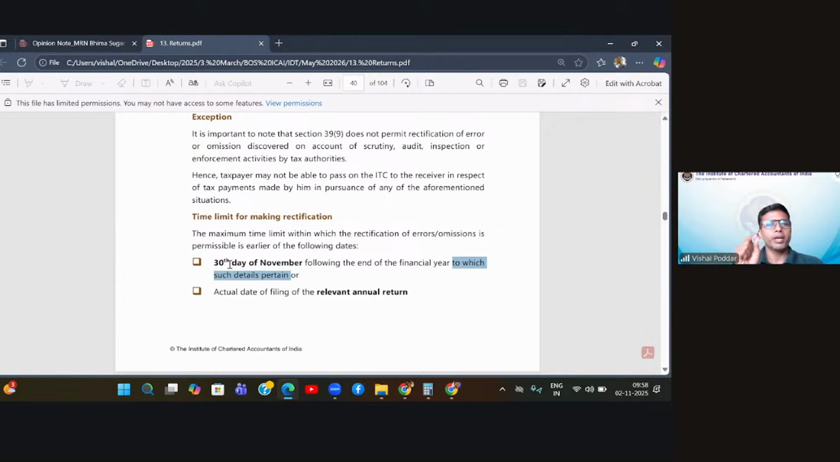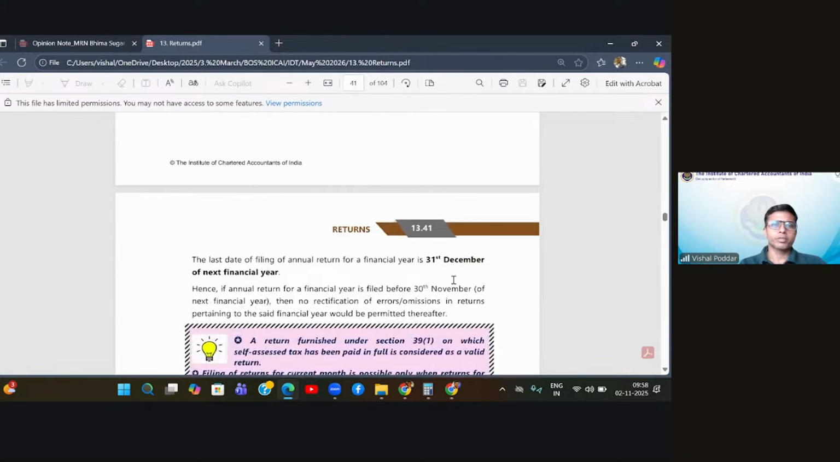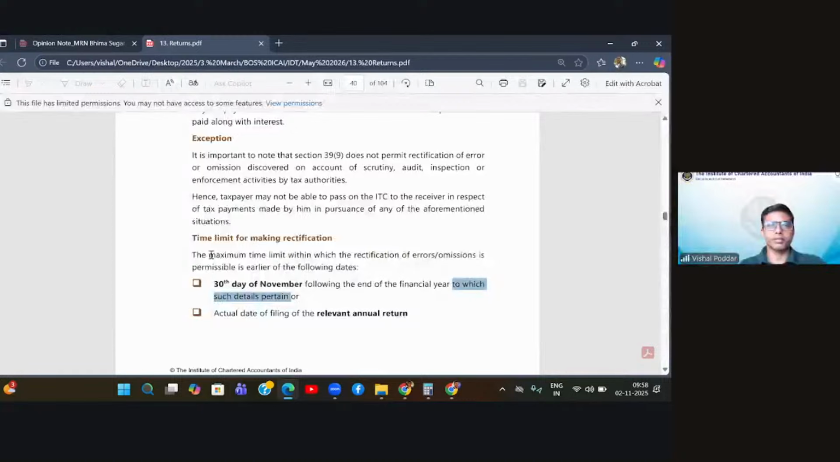Reported in 27, but 30th November 26 will be the first date as per this rectification provision, which has gone. Even though the second date is still pending because you are yet to file the annual return, that makes no difference because it is whichever is earlier, wherever it is written. It is the earlier of the two dates.